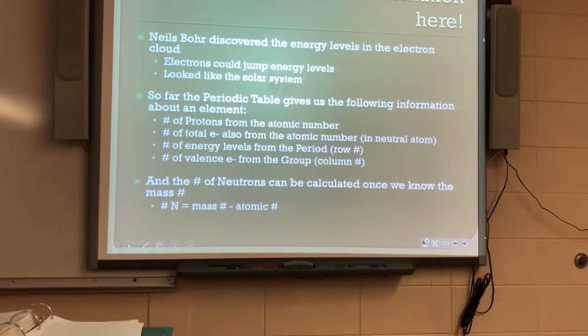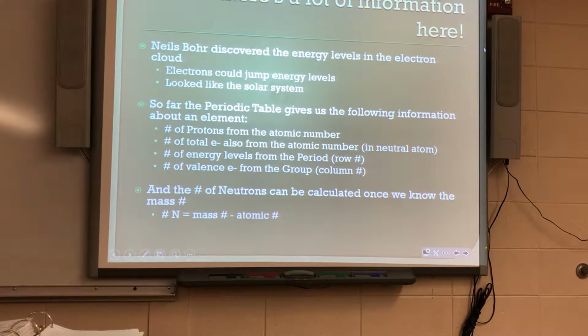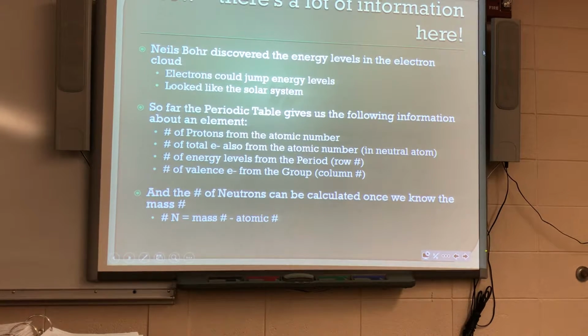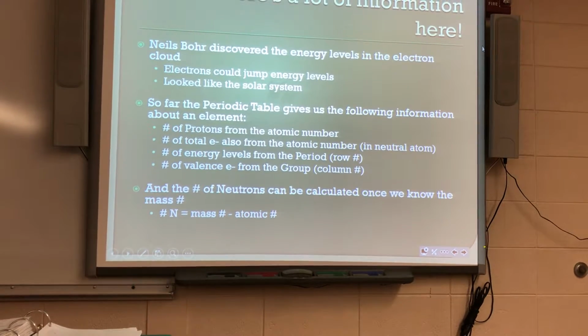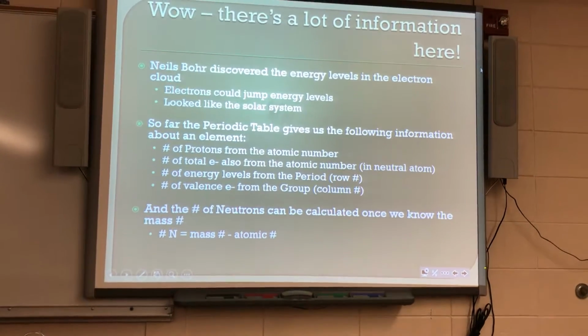So I wanted to remind you about Niels Bohr. Like I was just talking about, he said that electrons would jump from one energy level to another, and that these electrons look like a solar system. So now we need to talk about how this relates to the periodic table, because we're going to be using the periodic table to find a lot of this information.